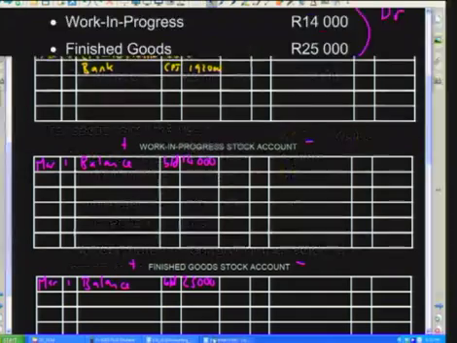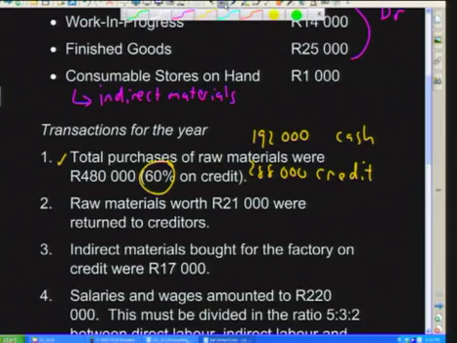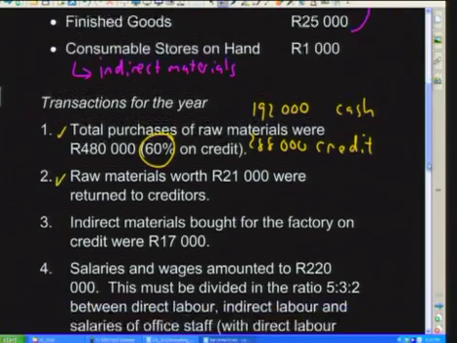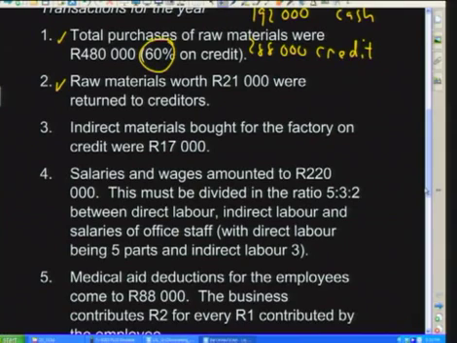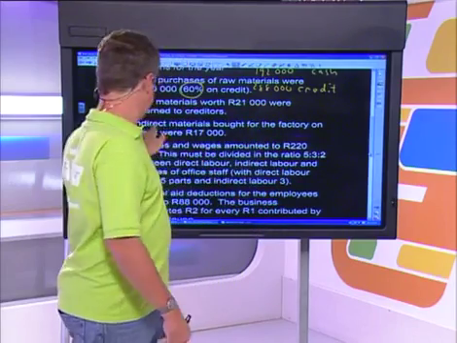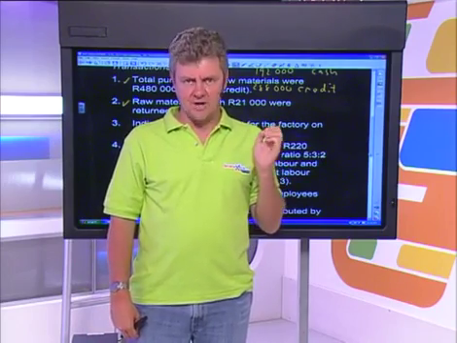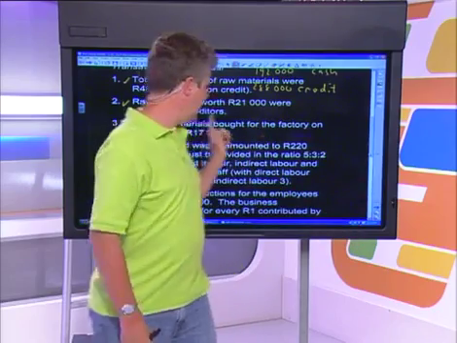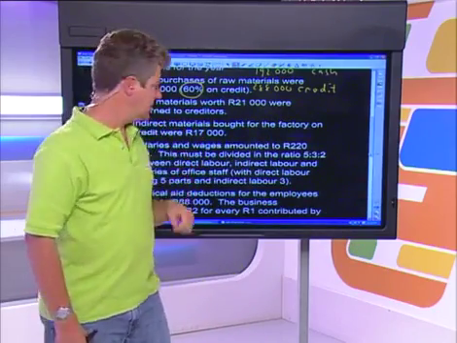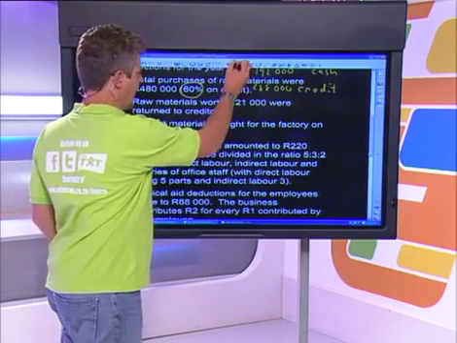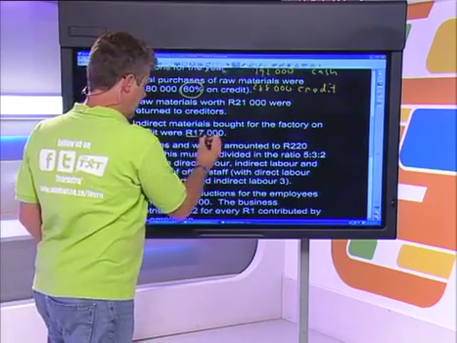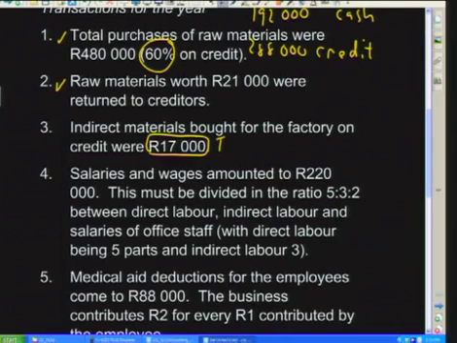Okay, I think we've got time for one more transaction before we take a break. Our next part here is our indirect materials, and it says that our indirect materials bought for the factory were bought on credit for 17,000 Rand. I'm sure, Mindsetters, you can remember what we said about our indirect materials. We said that they have to be included in our factory overheads. If you think back to what I said earlier, indirect materials are part of factory overheads. So we're going to take these indirect materials that we've purchased. They were worth 17,000 Rand.